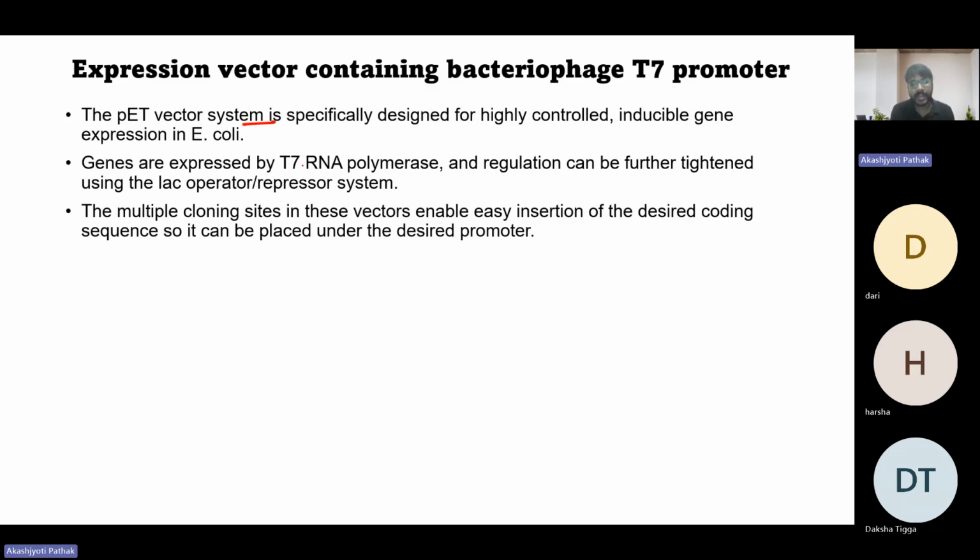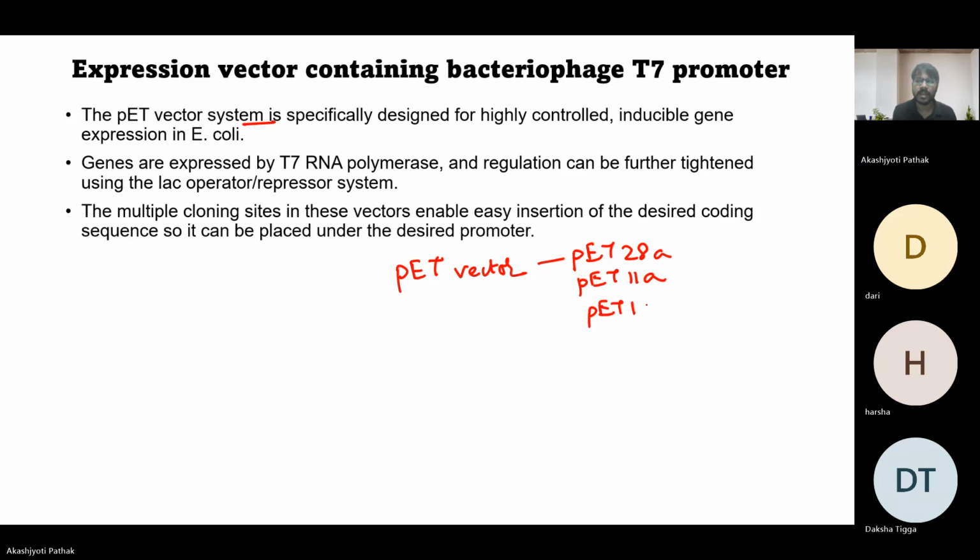So your pET vector family has different types of pET vector. pET28a, pET11a, and pET3a are very routinely used. All these pET vectors are actually IPTG inducible. So this pET vector has a T7 promoter.